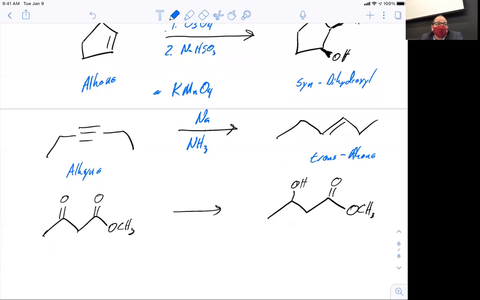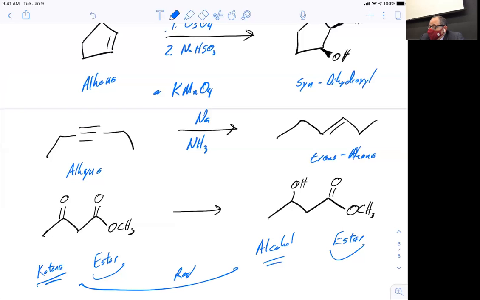So the next one is a little bit advanced, but is important to think about. What do I have to start with? I have a ketone, right? And I have an ester. I end up with an alcohol and an ester, right? So therefore I want something that'll change the ketone to the alcohol, but won't do anything to my ester, right? If we think about this, this is a reduction. So what reduction will reduce a ketone to an alcohol but not impact the ester?